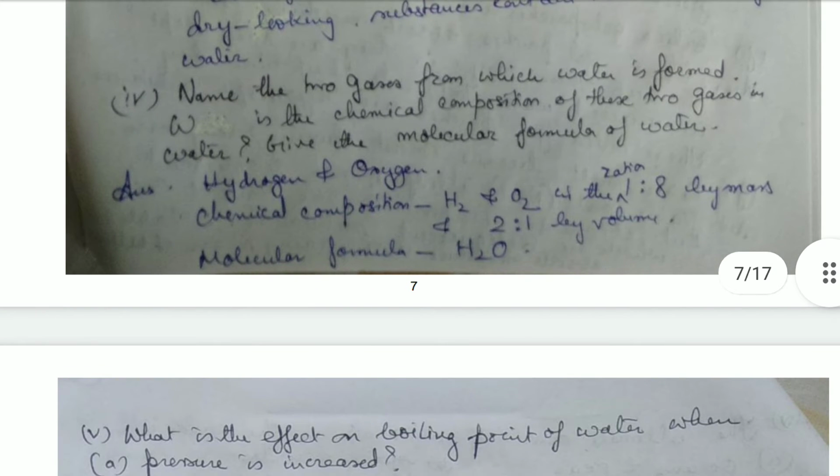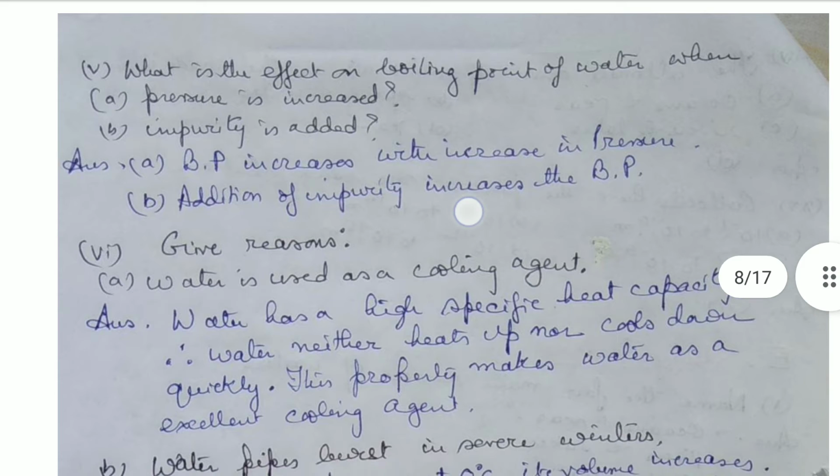Now name the two gases from which water is formed. What is the chemical composition of water? The two gases are hydrogen and oxygen, which are the constituents of water. Hydrogen and oxygen are in the ratio of 1:8 by mass and 2:1 by volume, and the molecular formula is H2O. Now, what is the effect on the boiling point of water when pressure is increased? When pressure is increased, the boiling point also increases. And when an impurity is added, the boiling point increases.